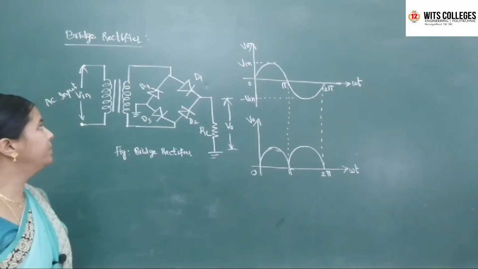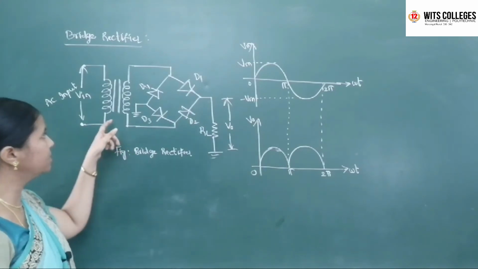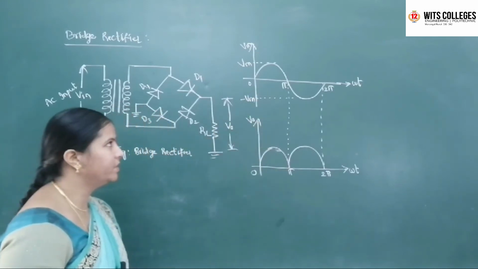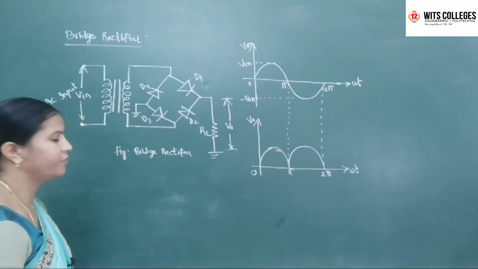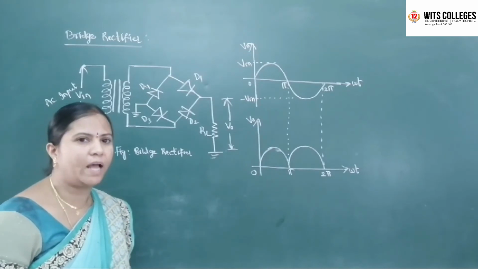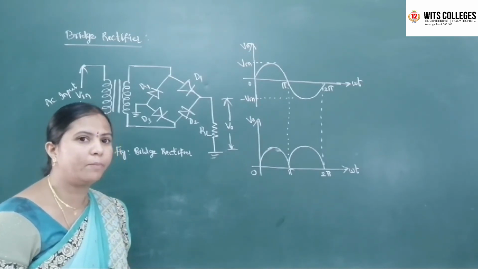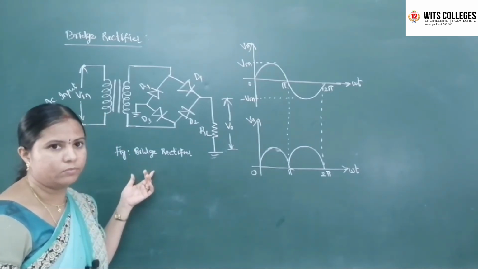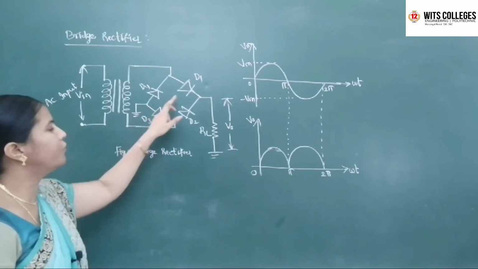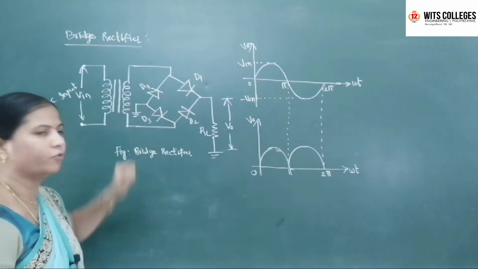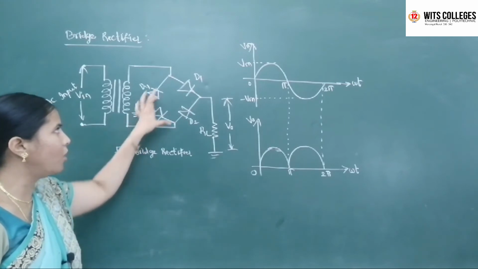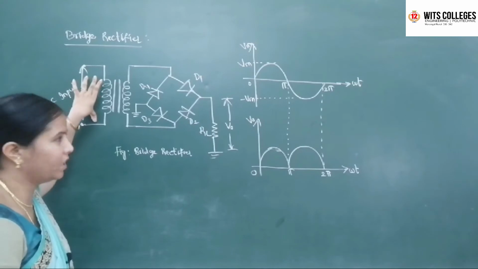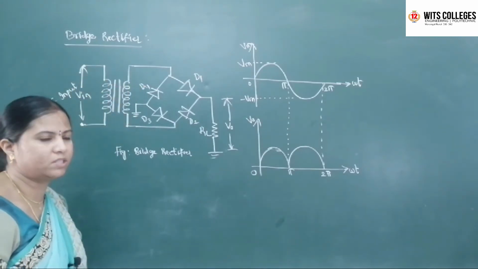Okay, next topic is the bridge rectifier. Here is the circuit diagram of the bridge rectifier, and these are its input and output waveforms. If you take the bridge rectifier, the need for a center tapped transformer is eliminated. Here we are using 4 diodes, D1, D2, D3, D4, connected in the form of a bridge. These are the primary terminals and these are the secondary terminals of this step down transformer.